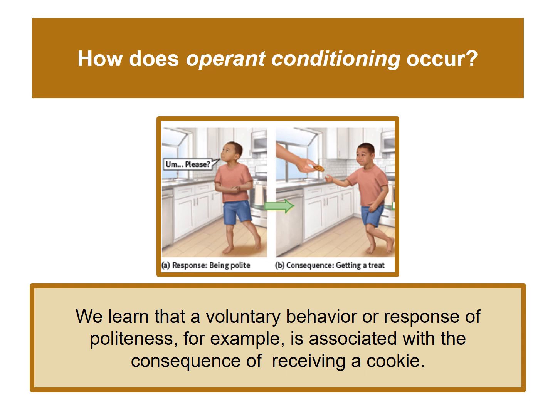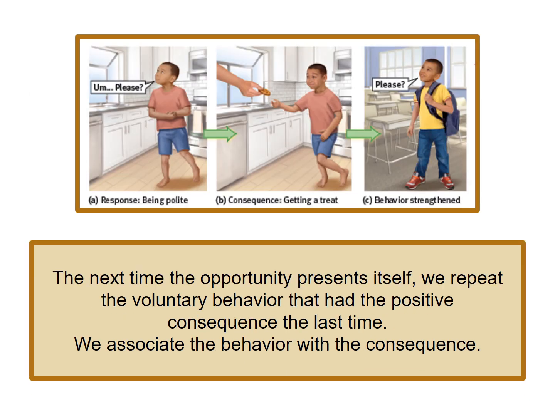So here's how it works. We learn that a voluntary behavior or response of politeness, for example, is associated with the consequence of receiving a cookie. The next time the opportunity presents itself, we repeat the voluntary behavior that had the positive consequence the last time. We associate the behavior with the consequence. This is how dogs learn to take a treat. They learn that if they sit, they do this behavior, then they will get the consequence of a treat.